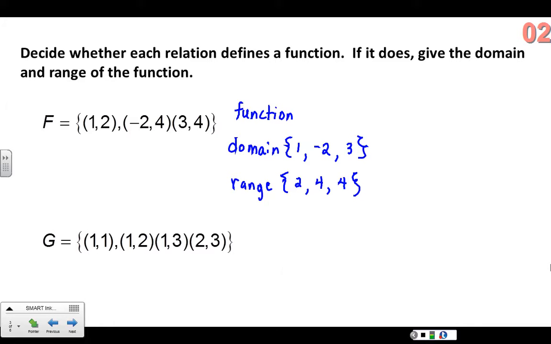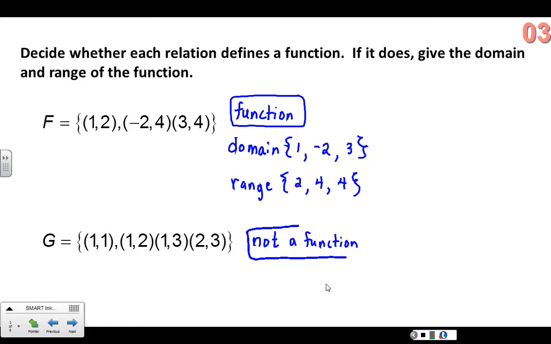So look at the set of points we have here in G. We have 1, we have 1 again, and we have 1 again. And notice not only do we have 1 repeating, but they give you different y values for each point where x is 1. That means this is definitely not a function. It may be a graphed relation. You could graph those points in the coordinate plane, but the relationship does not represent a function. So f is a function, and G is not a function.